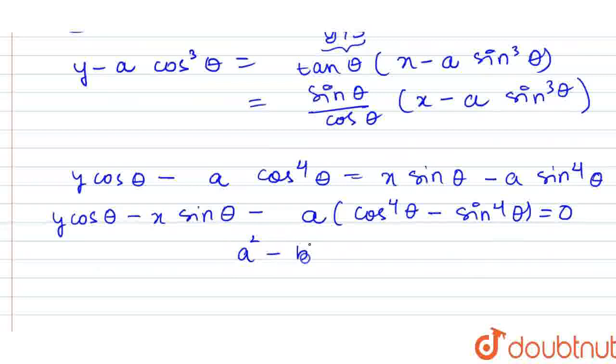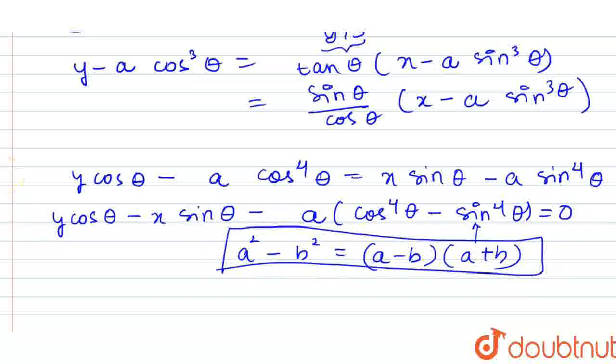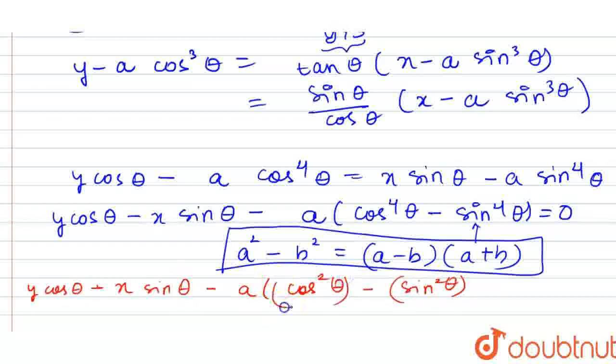Now we'll use here the identity a square minus b square, which can be written as a minus b into a plus b, right? So here our a square will be cos square squared, the square of cos square. So we can write this as y cos theta minus x sine theta minus a times cos square squared minus sin square squared, right? So we are taking the square now. So this is what our a square minus b square is.